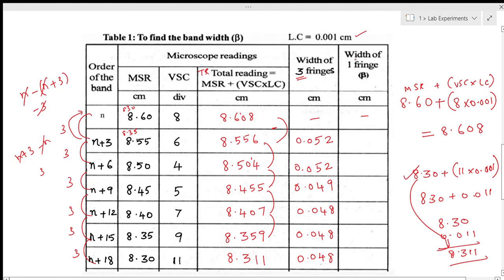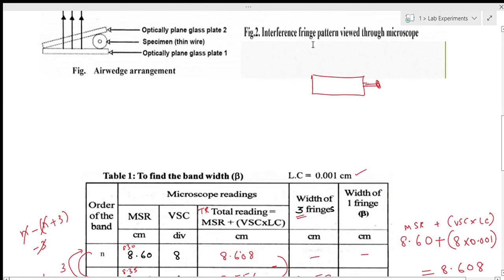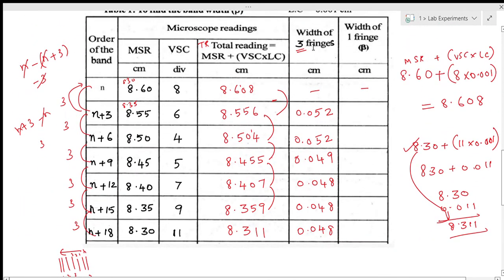Here, the next column is the width of one fringe. That is, the width of 3 fringes we have taken. Now, the width of one fringe is the difference of these two divided by 3. Therefore, the width of 3 fringes is 0.052. The width of one fringe will be 0.052 divided by 3, which will give you the width of one fringe. So I will be getting 0.052 divided by 3. I got 0.0173.